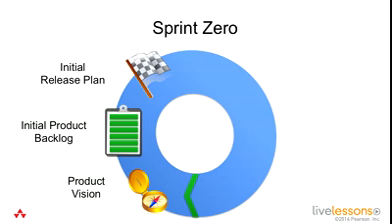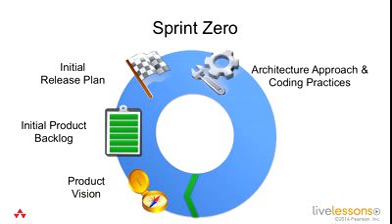Now, even though you're going to make this plan, it's going to be wrong because you won't have any empirical evidence with this current team or this product backlog yet. But it's important to have something to kind of start looking at. So you create that plan, but understand it's dynamic and living. You can also come up with your architecture approach and coding practices.